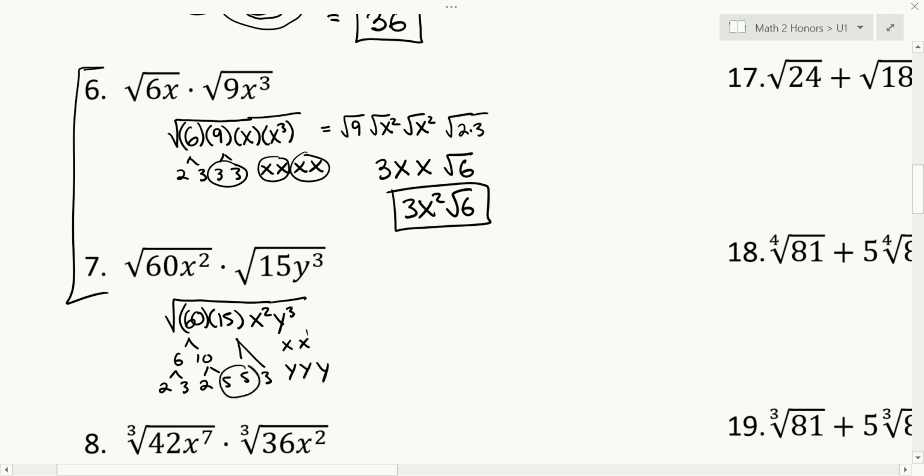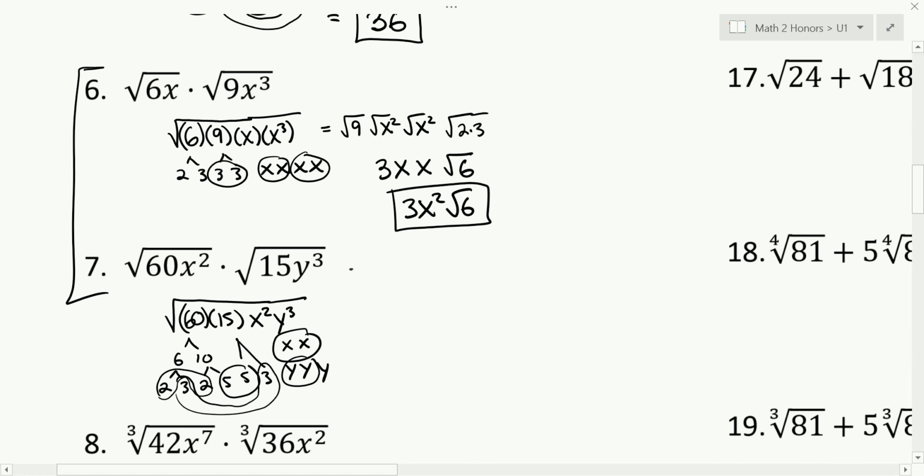Look for pairs. So all the numbers get circled. So that's telling you that 60 times 15 is actually a perfect square. What would that be if you were to multiply 60 times 15? Yeah, 900. And 900 is a perfect square. It's 30 times 30, so it's going to end up that way. Okay.